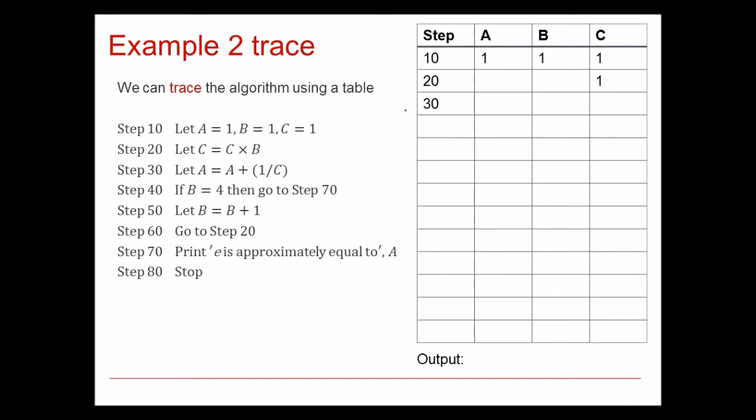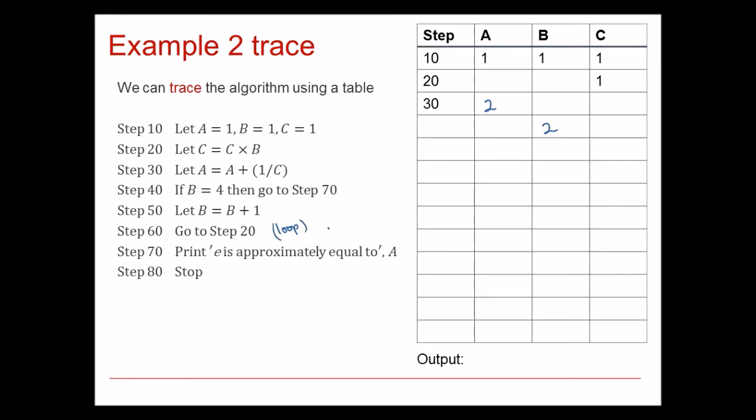If we were to trace the algorithm using a table, you could see that at step 10 we have started off with a, b and c equal to 1. In step 20, c equals c times b, 1 times 1 is 1. We will then let a equal a plus 1 over c, which in this case gives us 1 plus 1 over 1, giving us the answer 2. Step 40 does not apply in this case because b is still only 1, not yet 4. B will then become 2 in step 50. At step 60, we go back to step 20, so this is where we have a loop being formed.